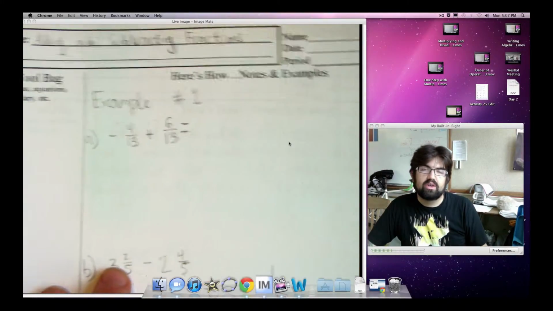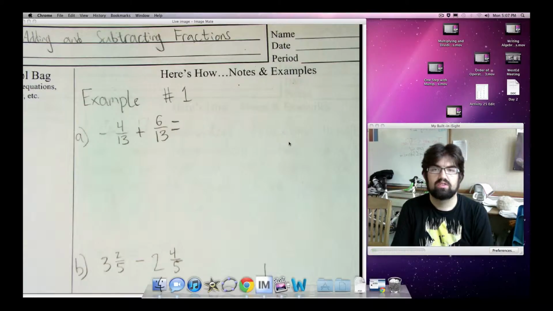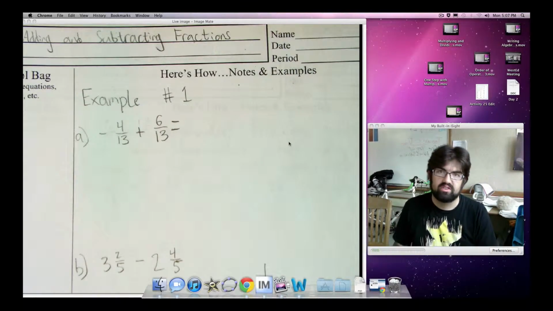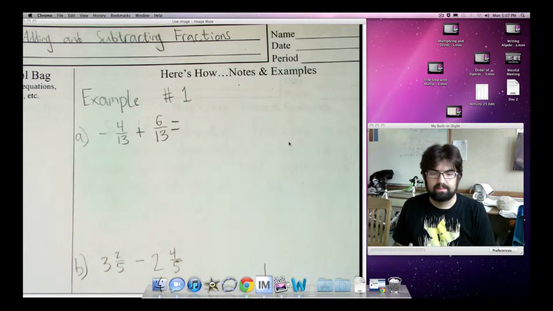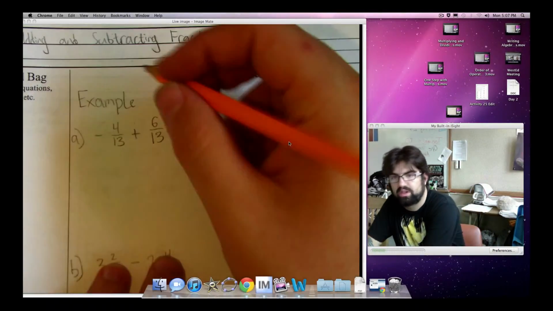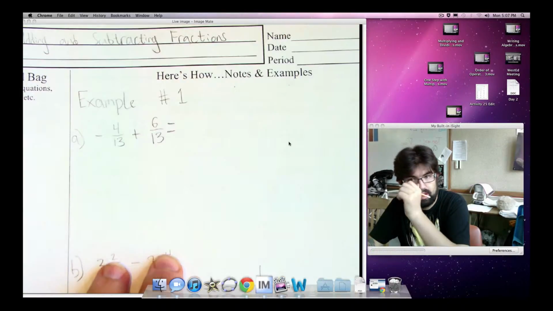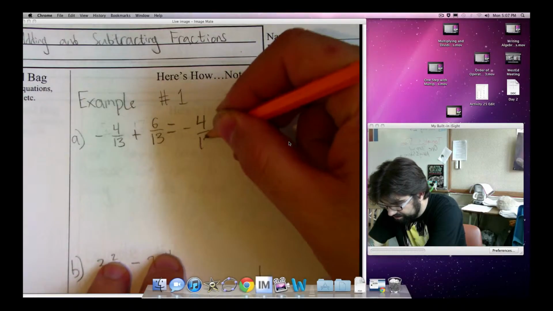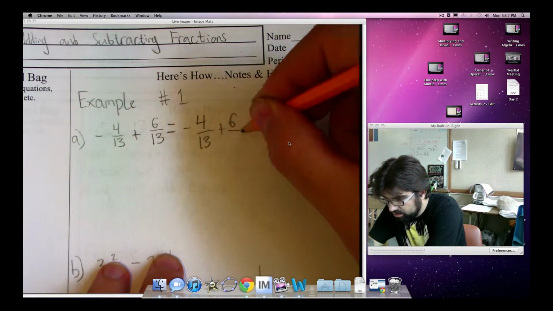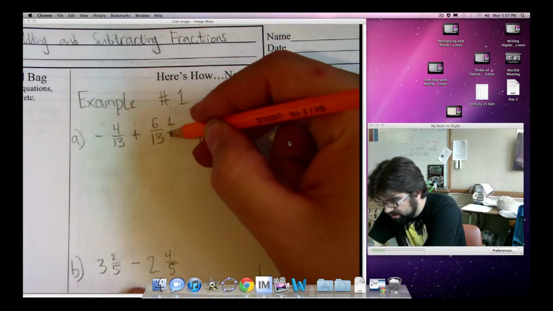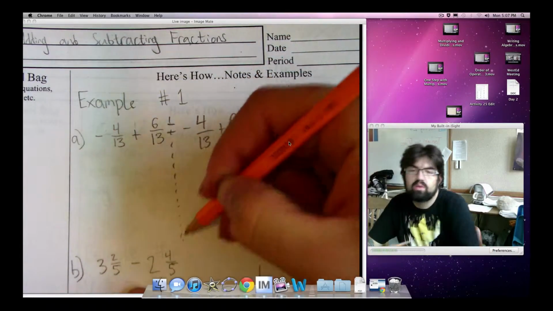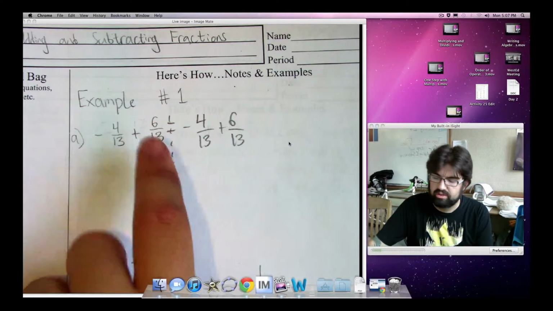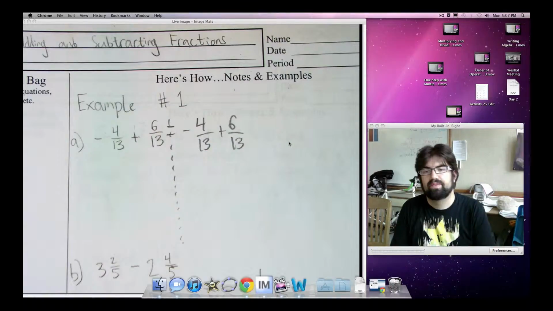First example, say you have negative 4/13 plus 6/13. I say 13ths, but it's negative 4/13 plus 6/13. So here is how we're going to do it. Well, I've got negative 4 plus 6/13. My first step is rewrite. I'm going to put my balance line. And by the way, you should be showing your steps. This is exactly what I want to see. I want to see it rewritten, and then I want you to go from there.